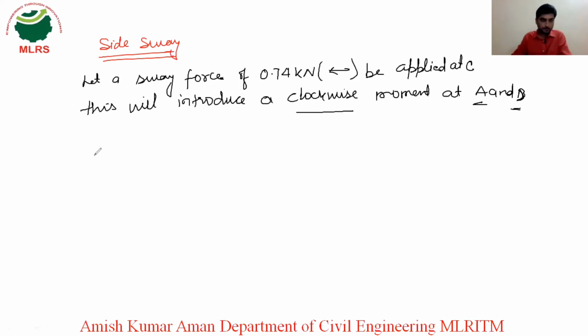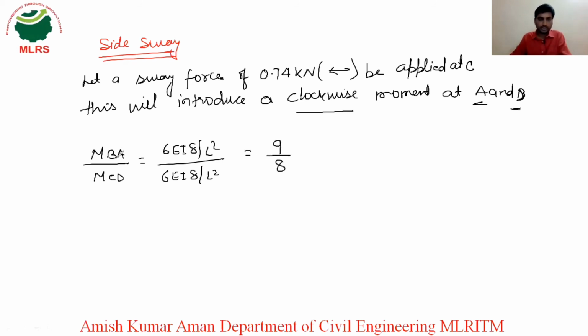So now MBA upon MCD, we need to divide this. We know the formula 6EI delta upon L square, upon again 6EI delta upon L square. So the length is different. When you divide this, you will get 9 upon 8. So the ratio of MBA upon MCD is 9:8.